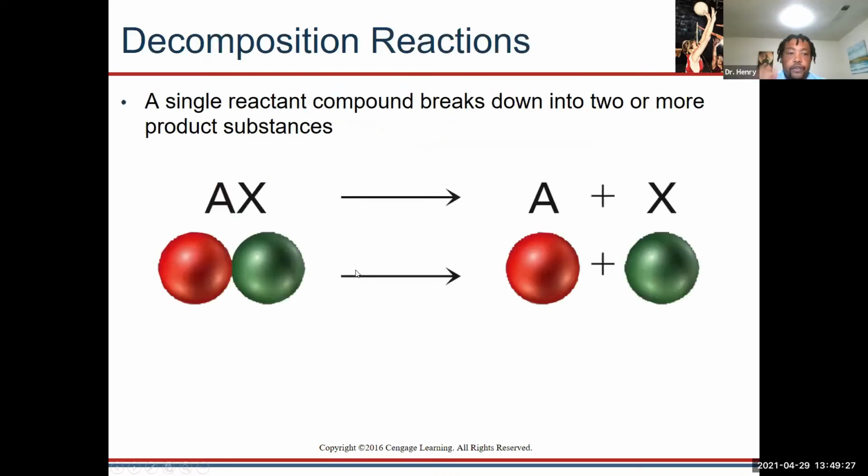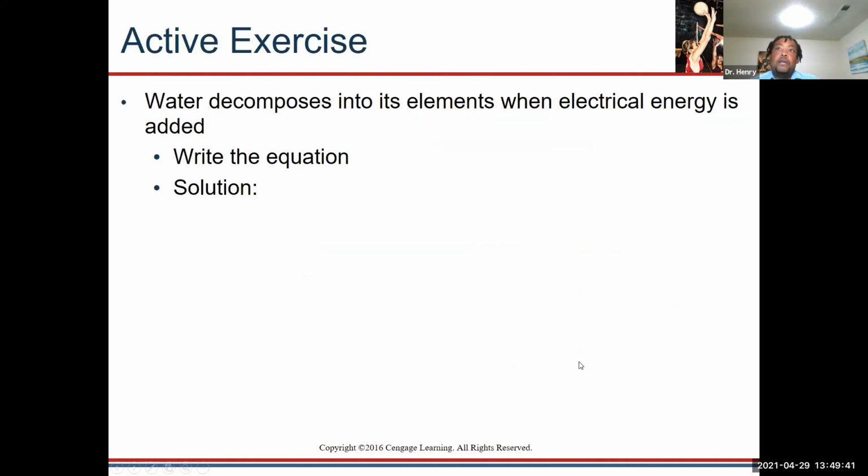Okay, so our next reaction is called a decomposition reaction. Decomposition is just breaking down things, right? So we have AX being broken down to A plus X, decomposition. Here we have water decomposing into its elements when electrical energy is added. Write the equation.